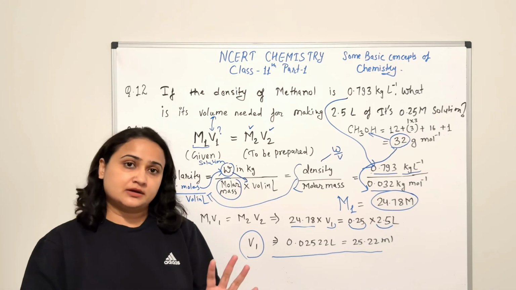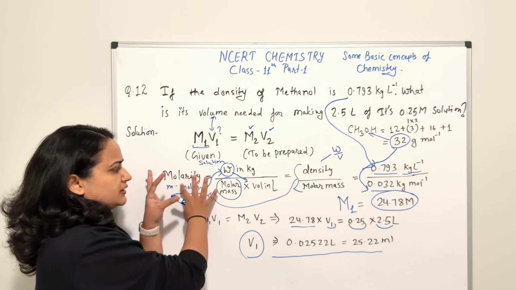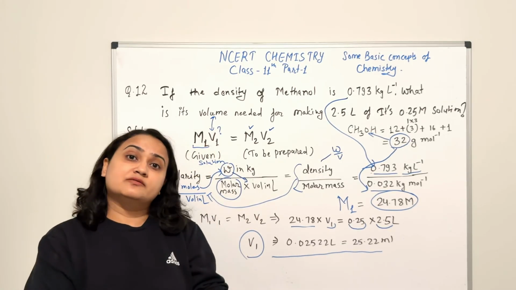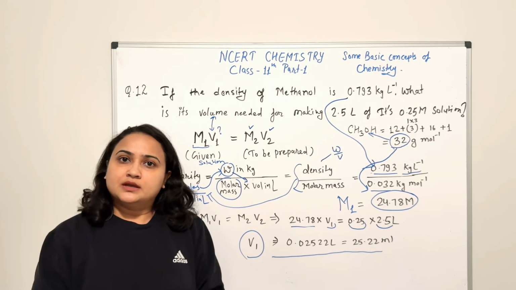Otherwise, these M1V1 = M2V2 questions are really easy if it is given like number of moles, or you just solve it here and find out molarity. But if it is density, just remember this extra step and it will be done easily.